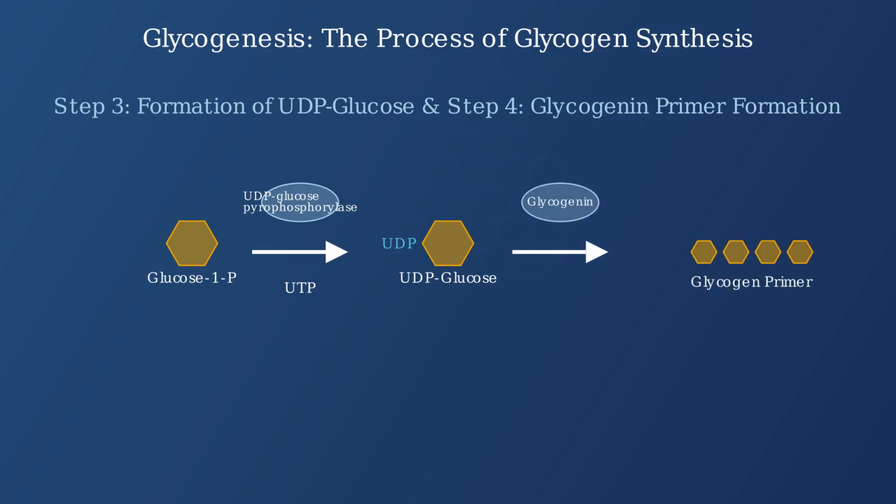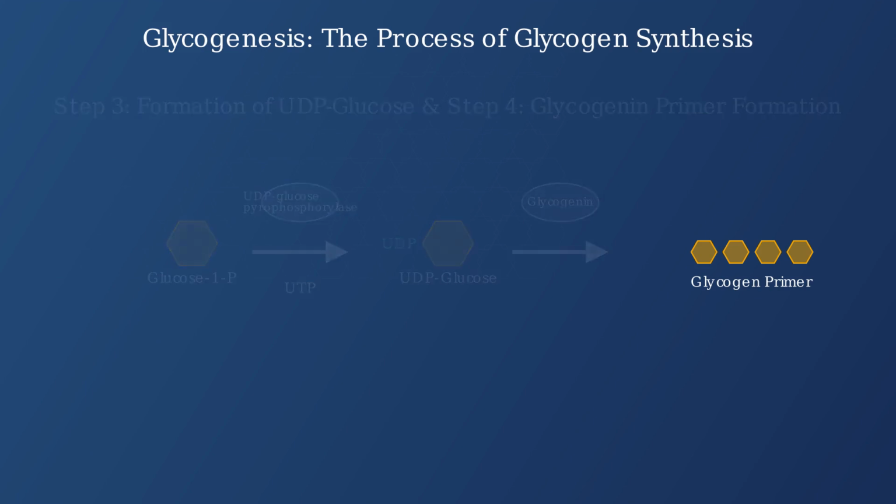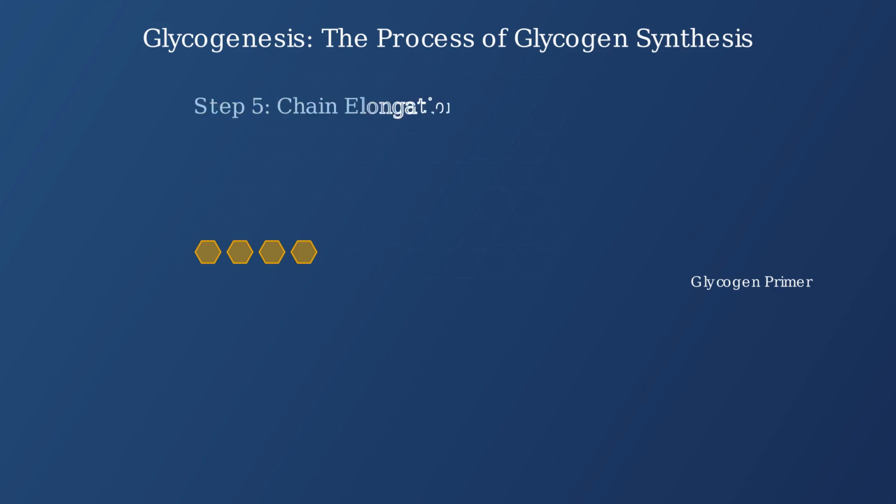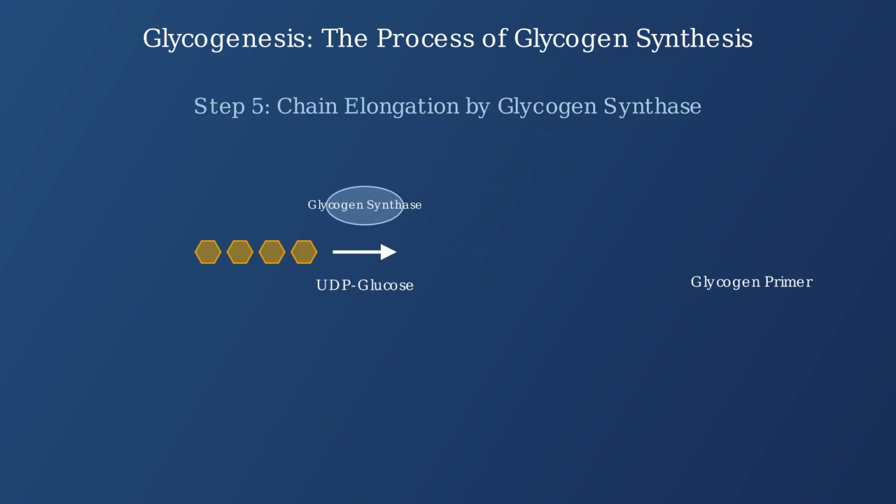Then in step 4, the protein glycogenin acts as a primer, initiating glycogen synthesis by adding the first glucose molecules to itself, creating a short initial chain. In step 5, glycogen synthase extends the glycogen chain by adding glucose units from UDP glucose to the non-reducing end of the growing chain, forming alpha-1,4 glycosidic bonds.